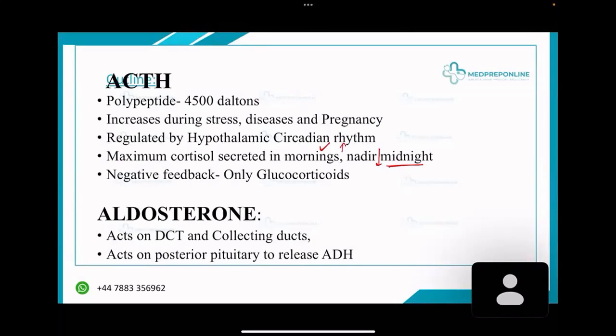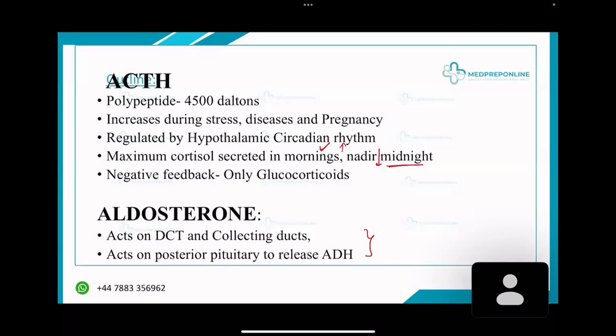Now the next hormone is aldosterone. Aldosterone, we know, acts basically on the DCT as well as the collecting ducts. That is where the main action of aldosterone lies, as well as it acts on the posterior pituitary to release ADH. Now, both of these functions, acting on the DCT as well as ADH. ADH we know is antidiuretic hormone. So what do you think the net effect of this is going to be? Anyone can unmute themselves and answer.